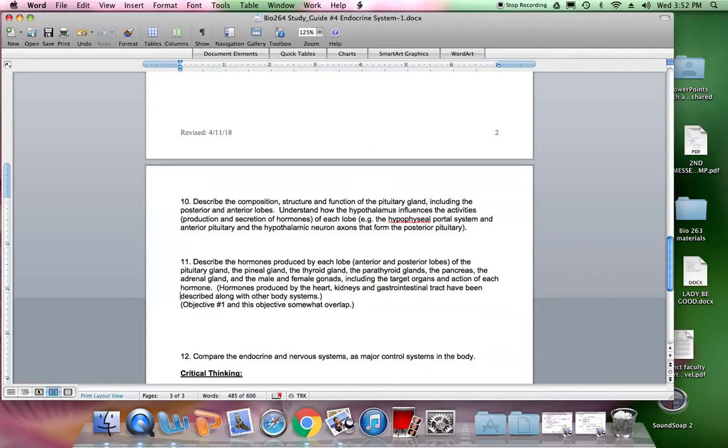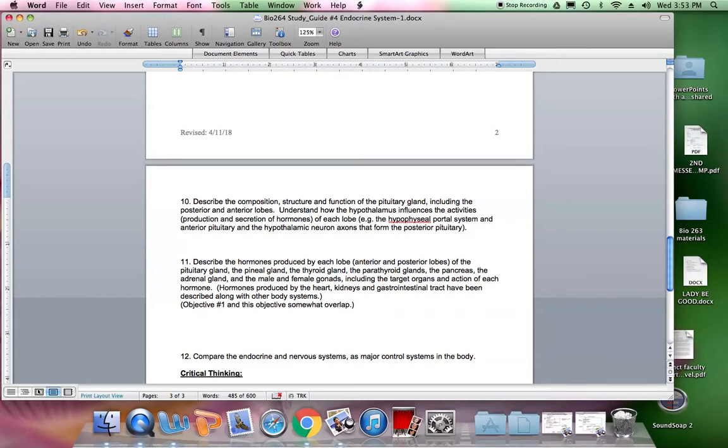Then we have the parathyroid glands that produce parathyroid hormone, and parathyroid hormone will be released by the parathyroid glands when calcium blood levels drop. When your calcium blood level drops too low, or if it went too high, it can be very dangerous.